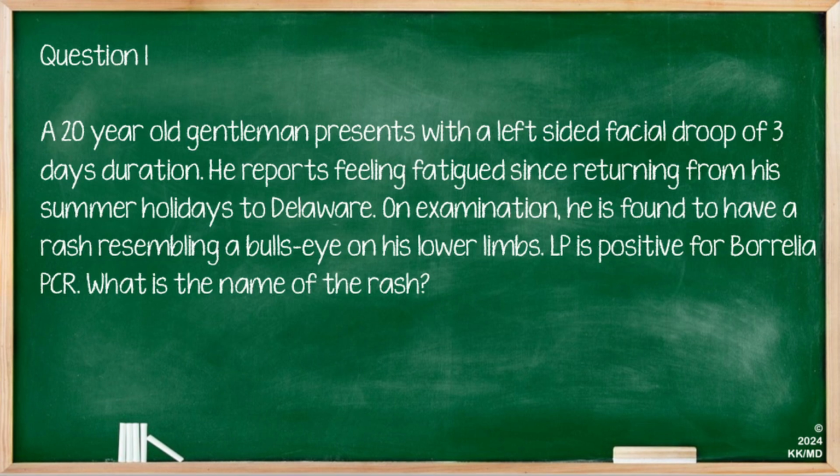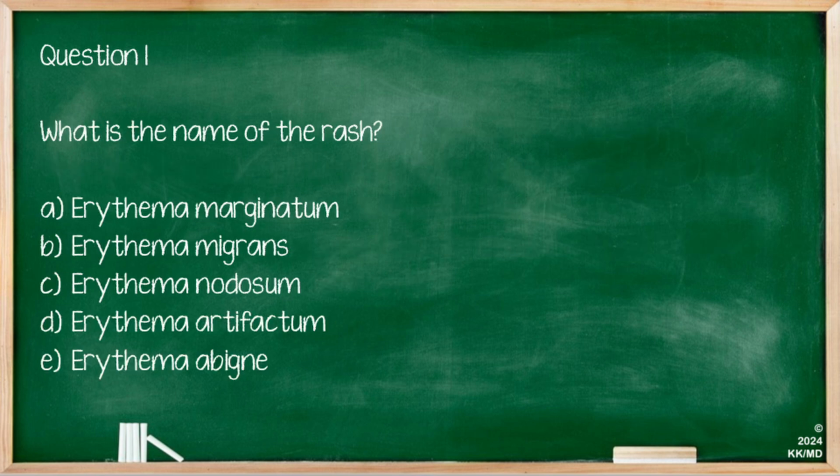Okay, so now let's try a question. A 20-year-old gentleman presents with a left-sided facial droop of 3 days duration. He reports feeling fatigued since returning from his summer holidays to Delaware. On examination, he is found to have a rash resembling a bullseye on his lower limbs. The lumbar puncture is positive for Borrelia PCR. What is the name of the rash? So your options are erythema marginatum, erythema migrans, erythema nodosum, erythema artefactum, and erythema ab igne.